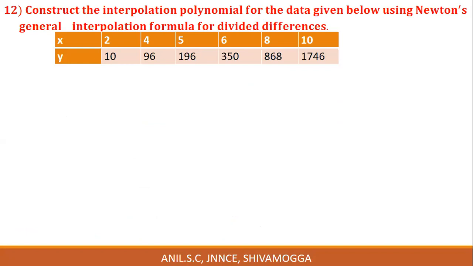Construct the interpolation polynomial for the data given below using Newton's general interpolation formula. General interpolation formula means divided difference formula. Find the interpolating polynomial. Let's prepare the table. X and y is equal to f of x. Tabulate the values.